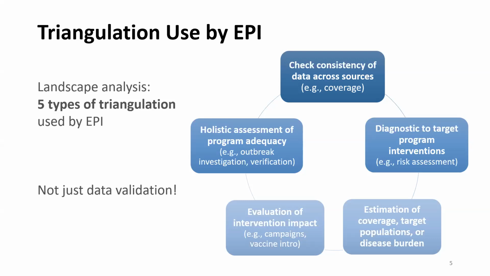Estimation of coverage, target populations or disease burden. Evaluation of intervention impact. So for example, post-vaccine introduction evaluations are great examples. And lastly, holistic assessment of program adequacy. So for example, disease elimination verification processes. And the main takeaway here is that triangulation is not just used for data validation.